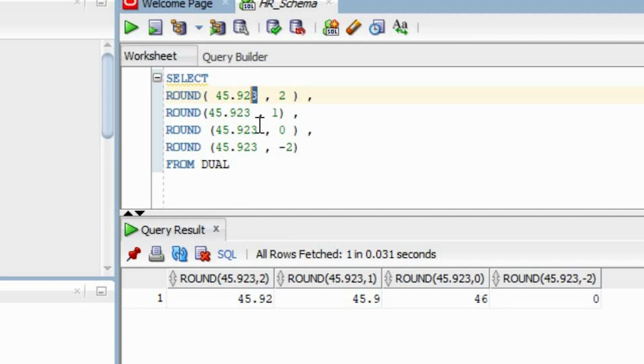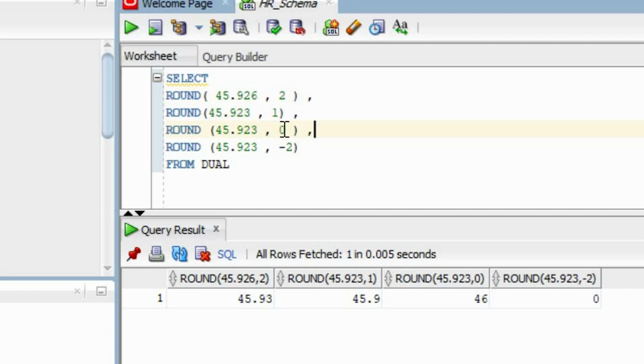Let's try to change this number. Instead of 3, let's say this one is 6. If we run this command, these 2 will be rounded to the closest one, which is 3. Let's try now. Run. Here we go, 45.93. The next line here, we have rounded to only 1 digit, which means it will be 45.9. This one says that only 1 digit will remain.